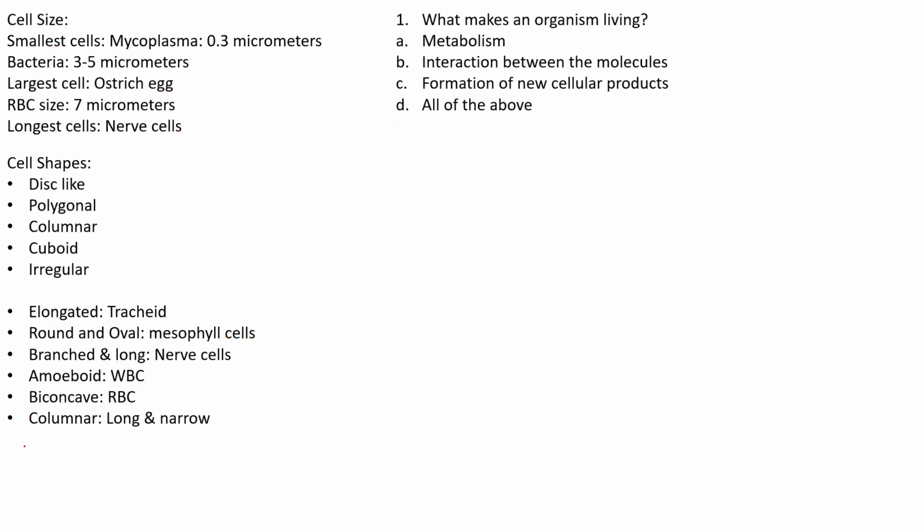We will erase this over here. So what does the first question tell us? What makes an organism living? Metabolism, interaction between the molecules, the formation of new cellular products, and the last option is all of the above. If you remember from the discussion, you can go back to the first part of the video, and you can see that we have mentioned three important properties: metabolism, ability to reproduce, and formation of new cellular products.